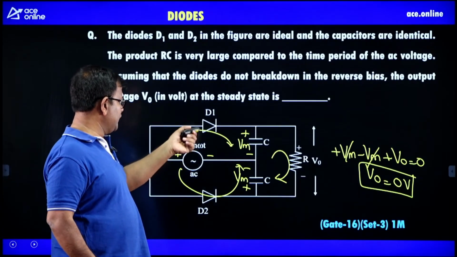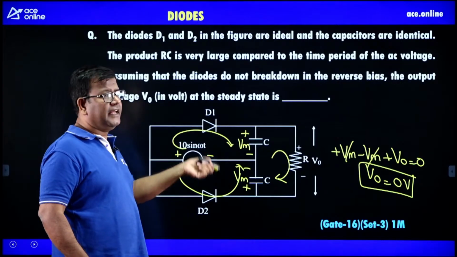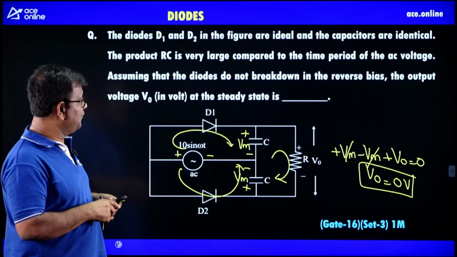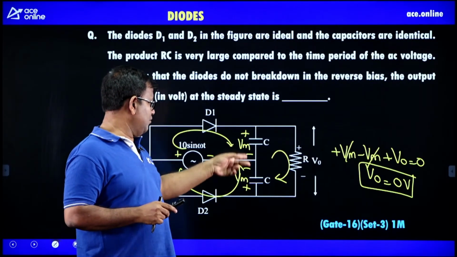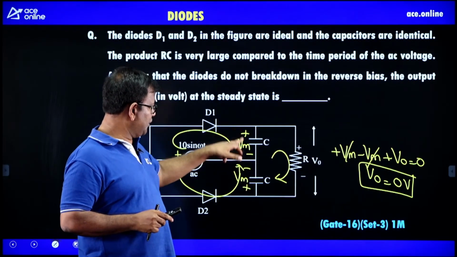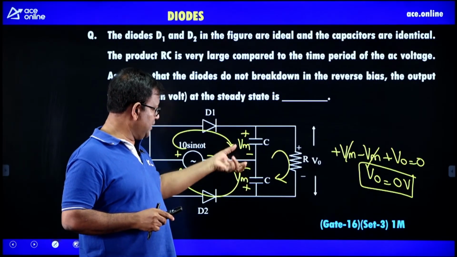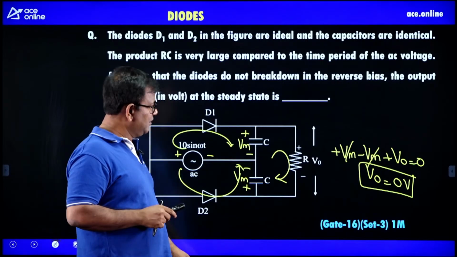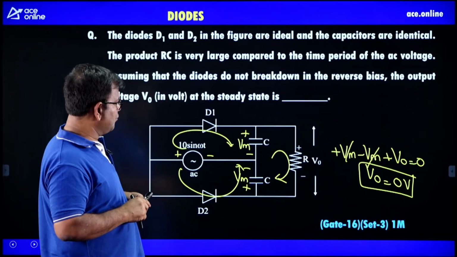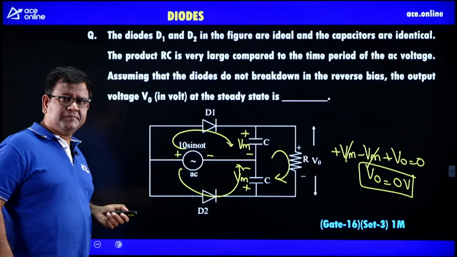So during positive cycle, these two diodes are on and the polarities for the capacitor will come with the direction of current. So when you apply a loop equation here, you can see here plus minus and minus plus, so they naturally cancel each other. V naught is going to be 0 volts, right?